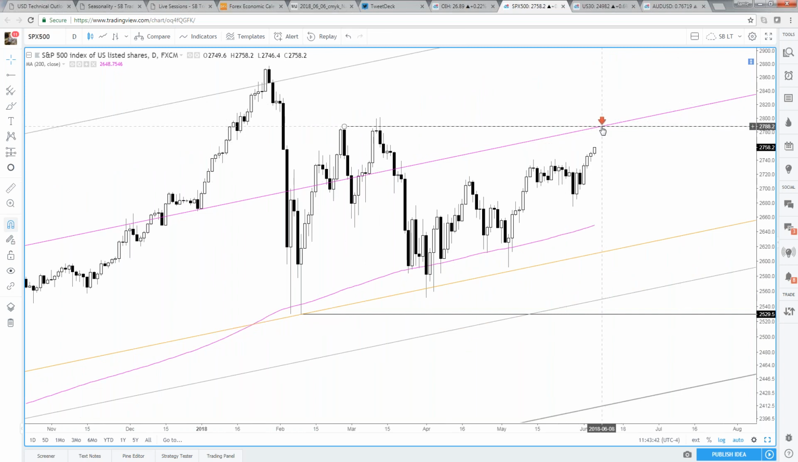I think this is a great short up here. I'm going to say it's 27.88. Great short in the S&P.